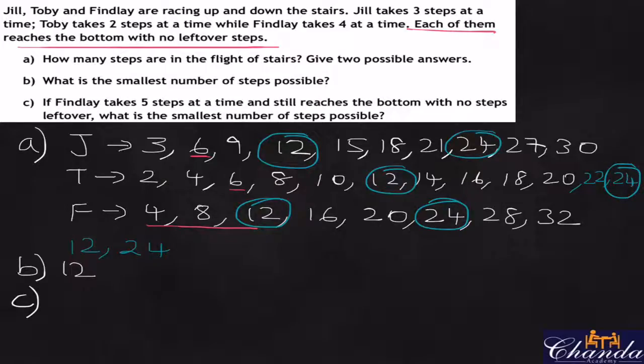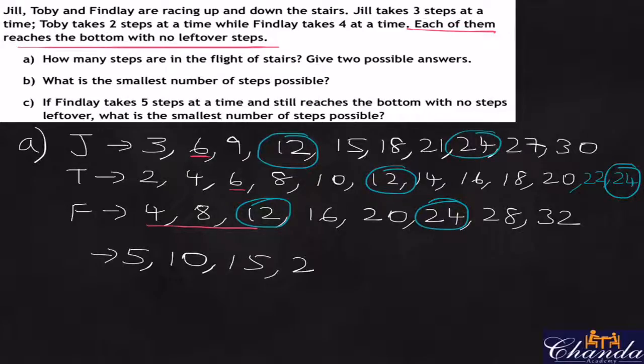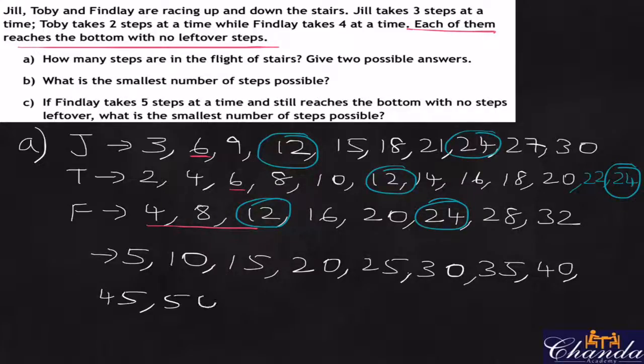So what I'm going to do is rub out these parts here, and I'm going to start writing the 5's times tables here. So 5, 10, 15, 20, 25, 30, 35, 40, 45, 50, 55, and then 60.